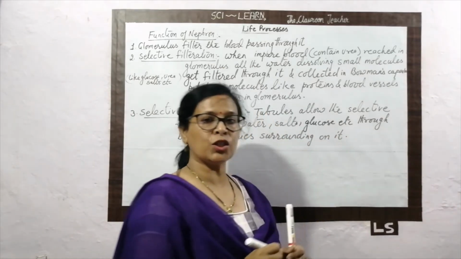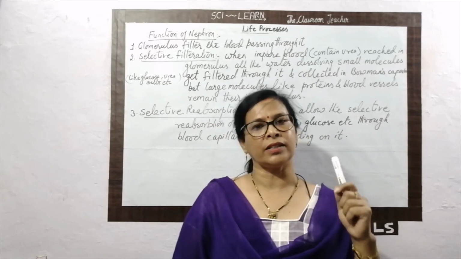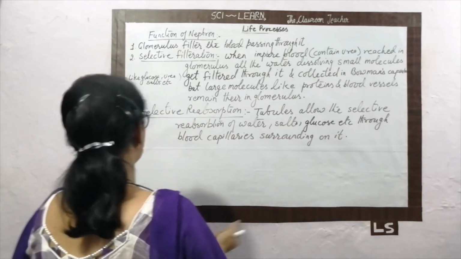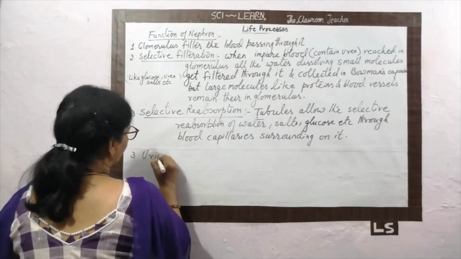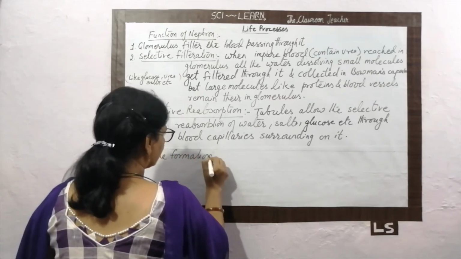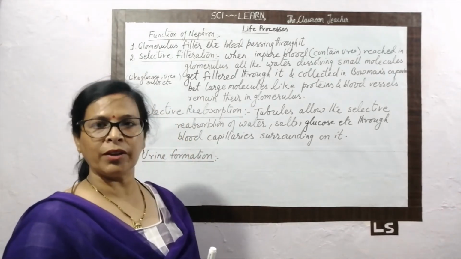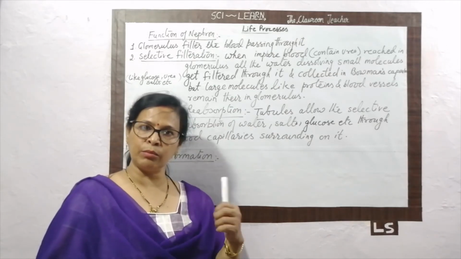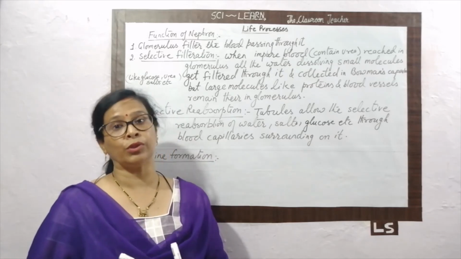Okay, the first process going on is selective filtration. Second is selective reabsorption. And what is the last? Last is the urine formation. When the blood capillaries remove all the essential substances from the filtrate, that is the glucose, salt, amino acid, and a huge amount of water also.